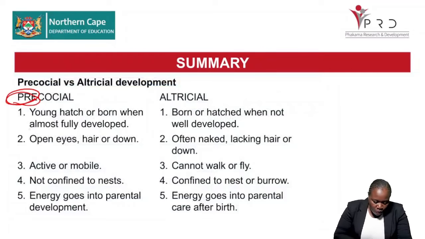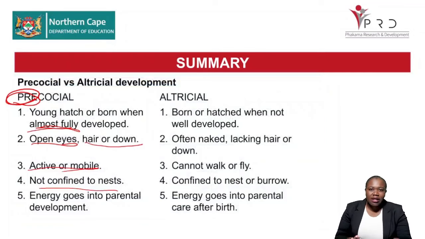The young will be fully developed in precocial with their eyes open, with the down feathers. They are active or mobile, they can move around, and they are not confined to the nest, meaning that they can leave the nest soon after birth, and they do not depend on their parents fully.